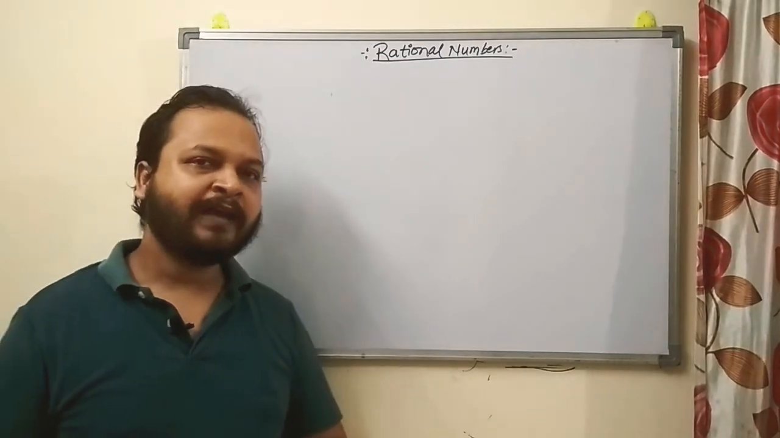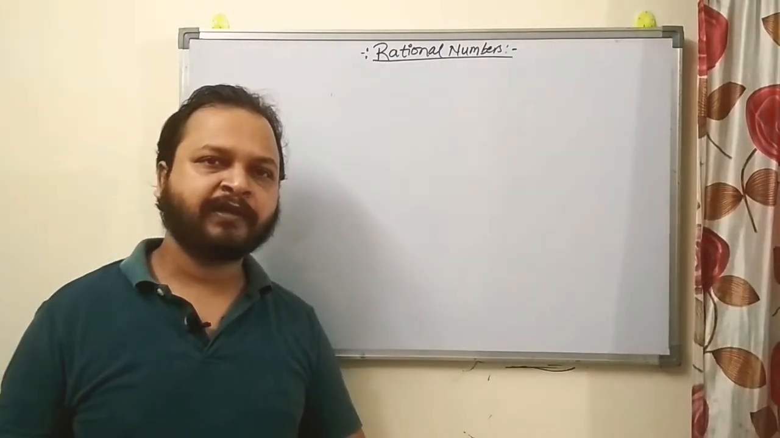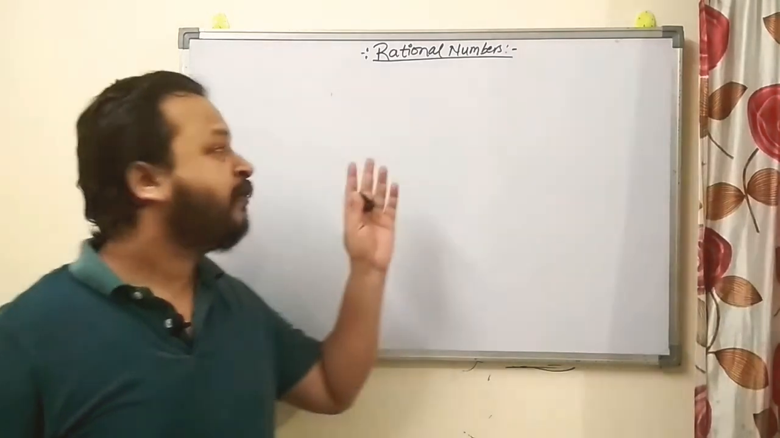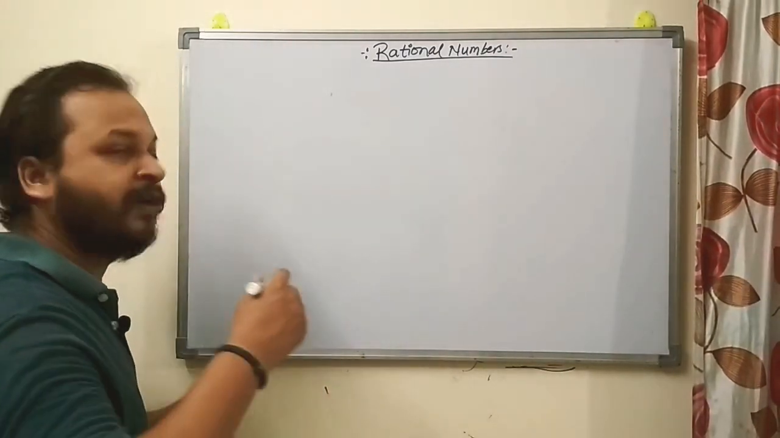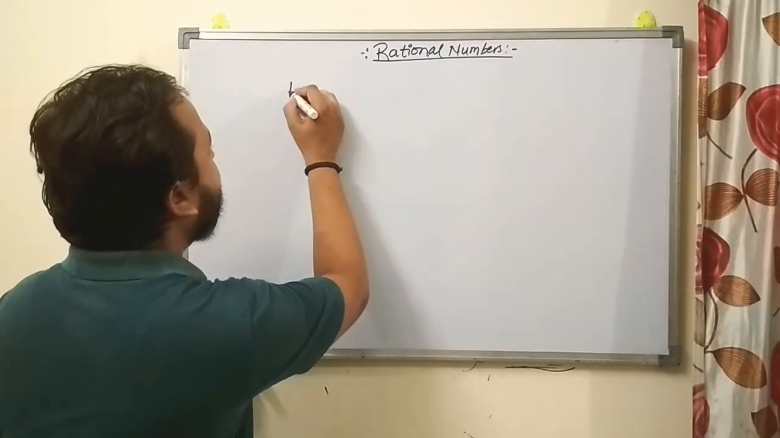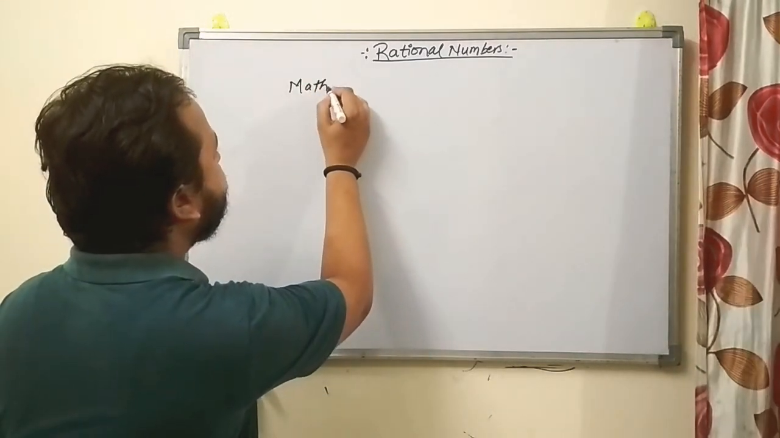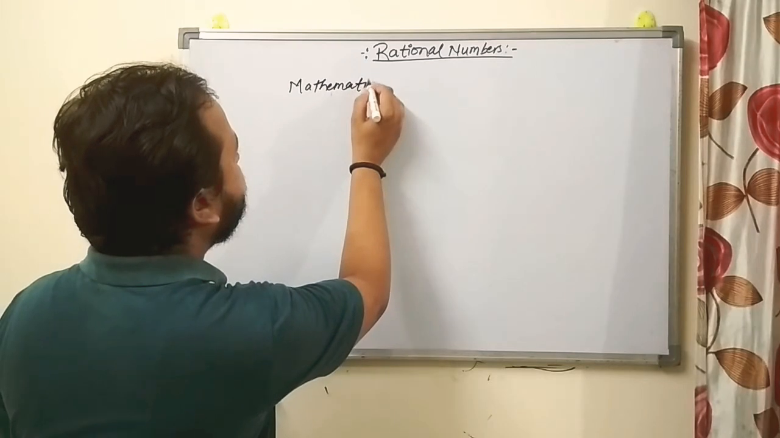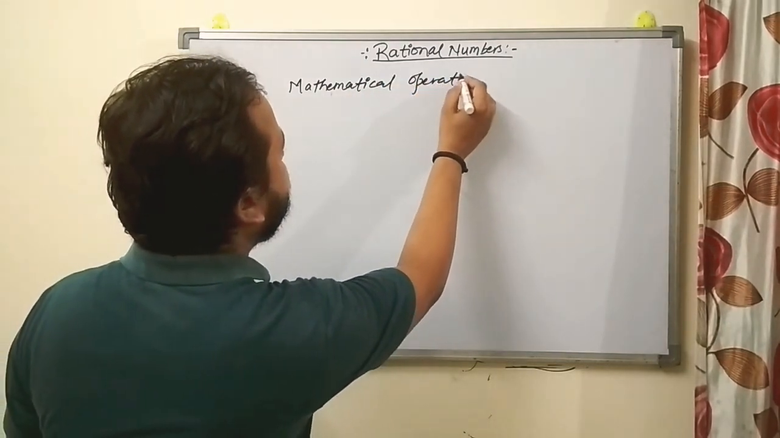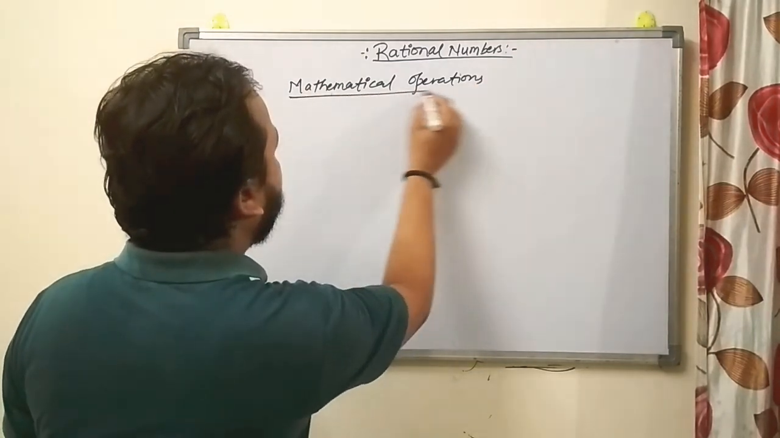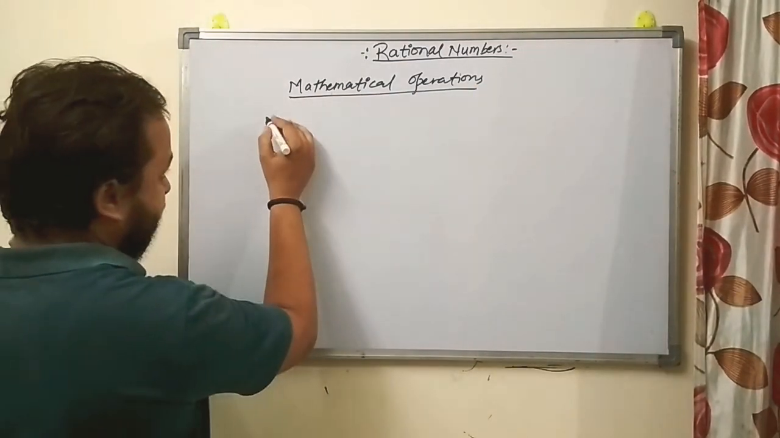So now we are at the third part of our rational number chapter, and today we'll cover the mathematical operations, right? And you know, there are four mathematical operations.